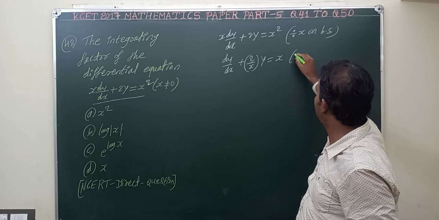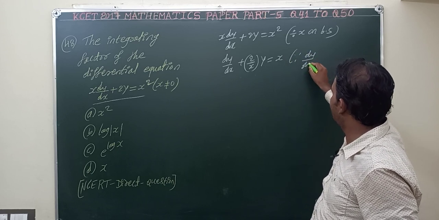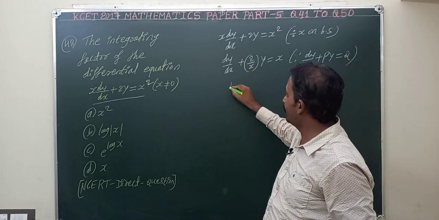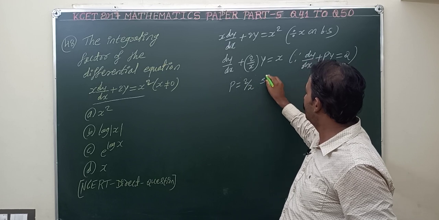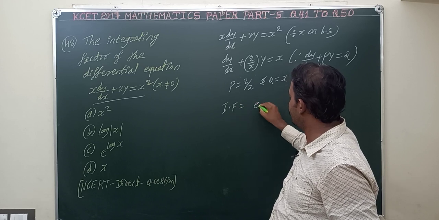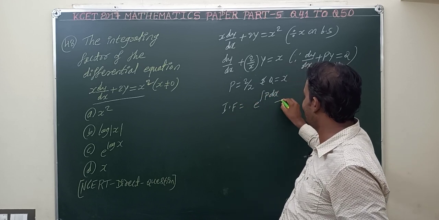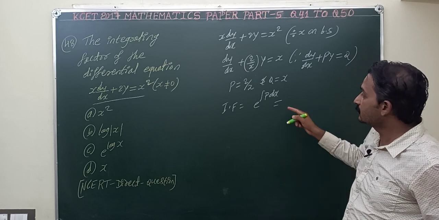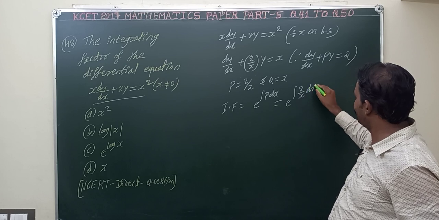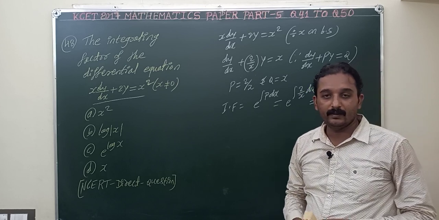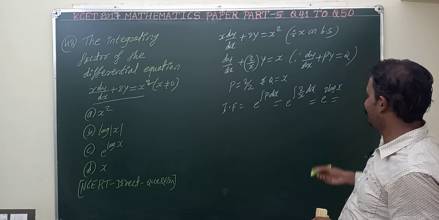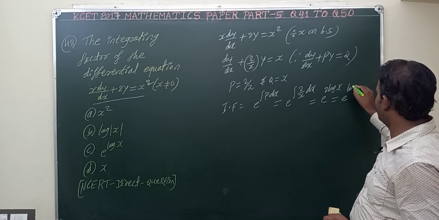Now it is in the standard form dy by dx plus py is equal to q. So in this case p is 2 by x and q is x. Now integrating factor is equal to e power integration of p with respect to x for this standard result. So put the p value: e power integral of 2 by x with respect to x, so e power 2 into log x. Using logarithmic properties, it can be written as log x square.